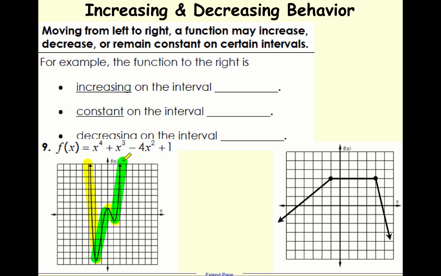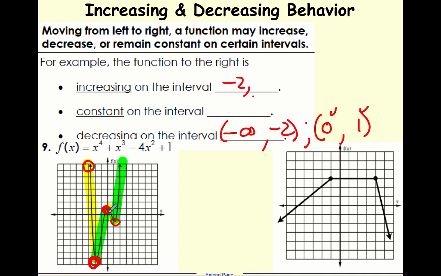So now let's go ahead and write those in interval notation. It's decreasing from negative infinity up until we get to here, which is about where x is 0, as well as from right here where x is about 1 to over here where x is going towards infinity. And it never has a constant because it's not flat.